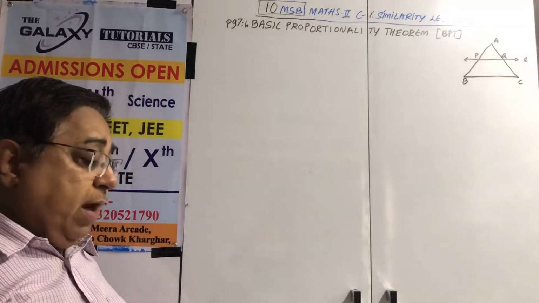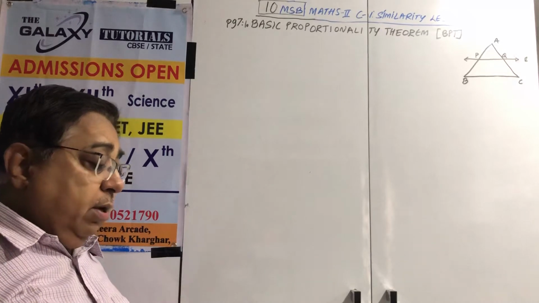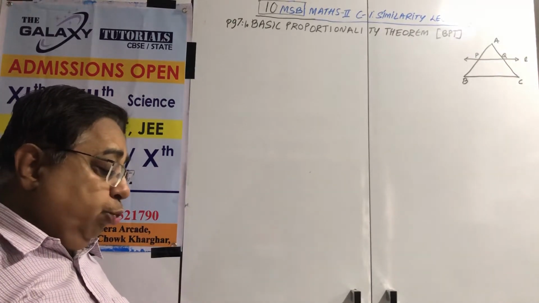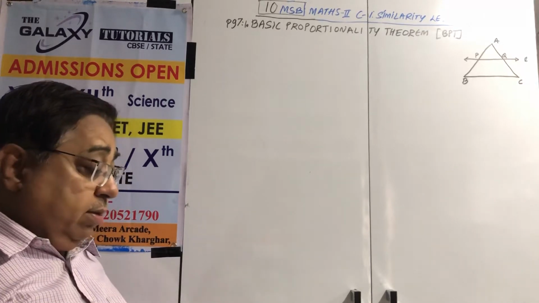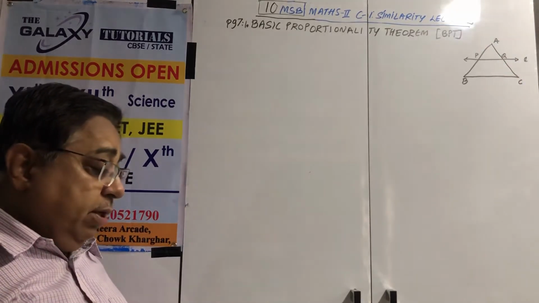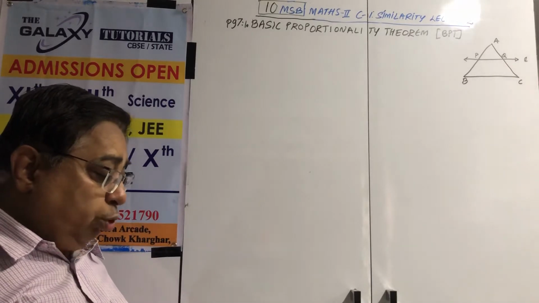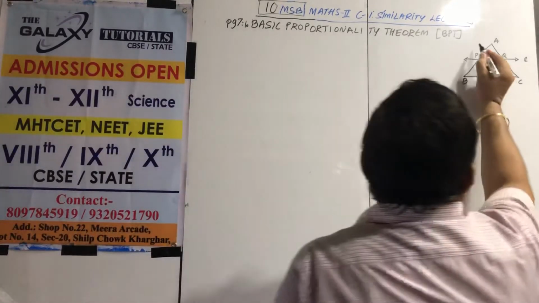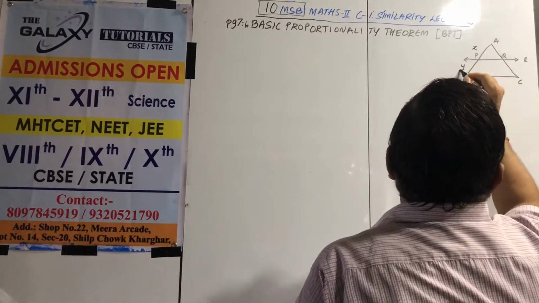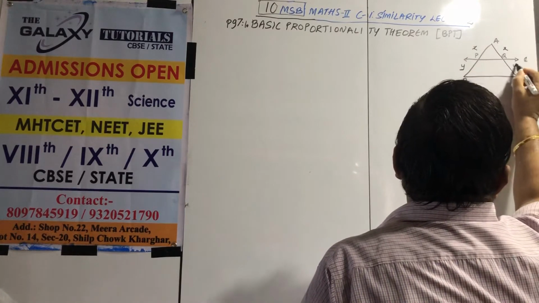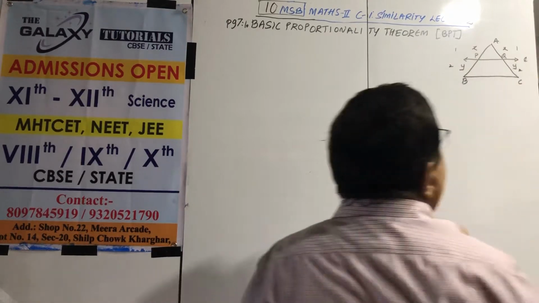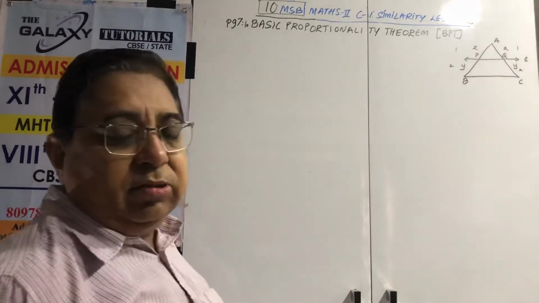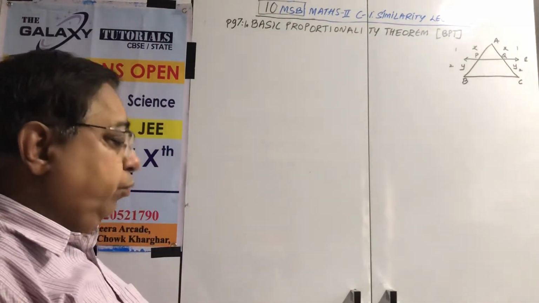So if a line is parallel to a side of a triangle and intersects the remaining sides in two distinct points, our two distinct points are P and Q, then the line divides the sides in the same proportion. That means whatever is the proportion here is the proportion here. So if this is half, this is also half. That is what the theorem means. We will prove the theorem.